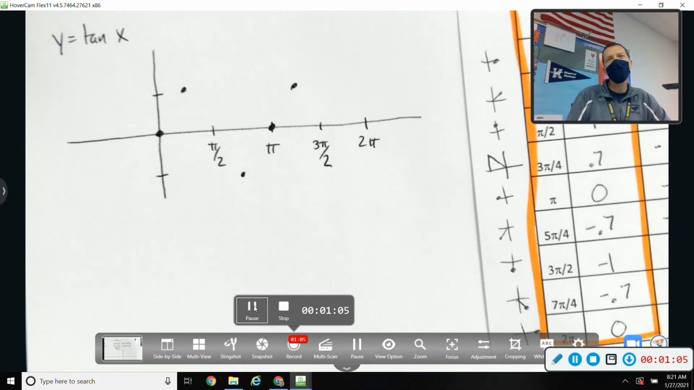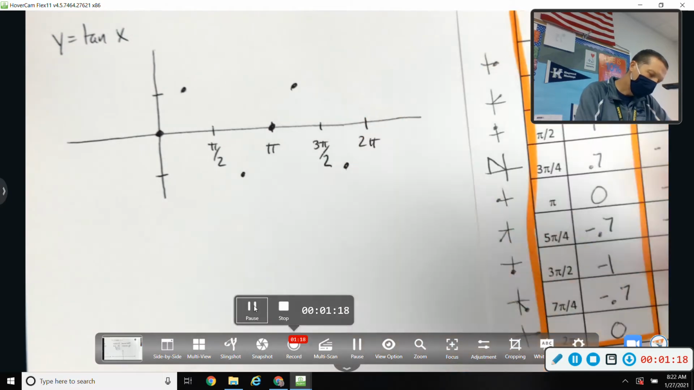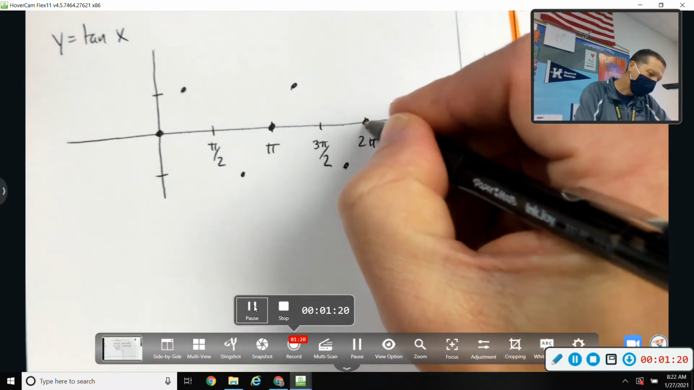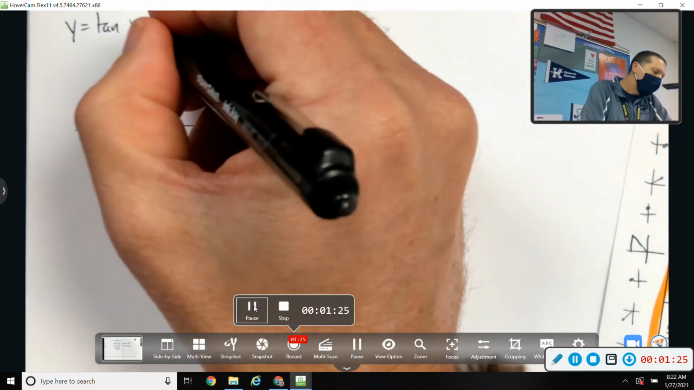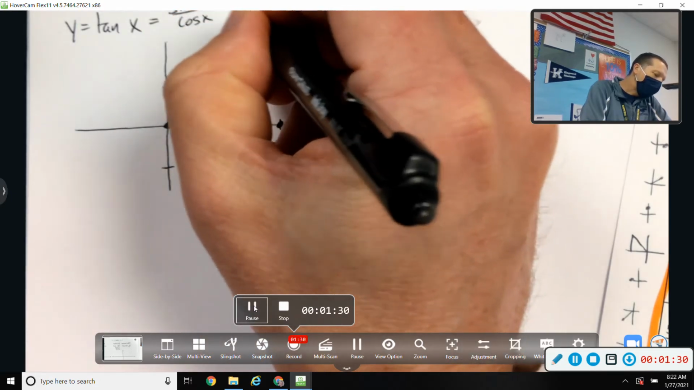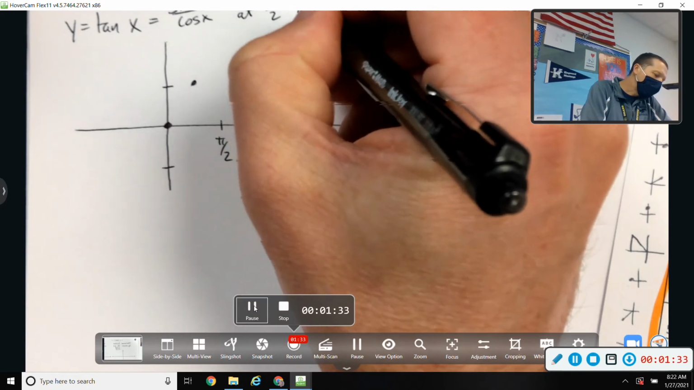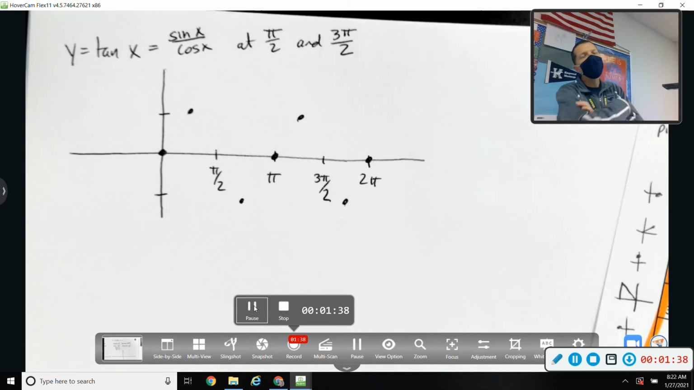This is a weird looking graph with what we have right now. 3 pi over 2 is undefined as well, so nothing there. 7 pi over 4 is negative 1, and 2 pi is back to 0. Okay, well, let's pause for a minute. So at pi over 2 and 3 pi over 2, something weird is going on. Why is it undefined? What is the problem?